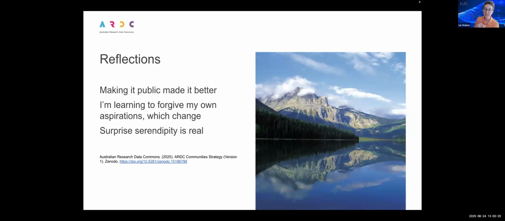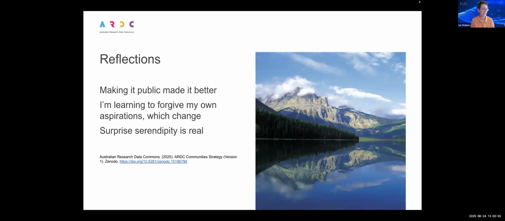Secondly, I'm learning to forgive my own assumptions and aspirations. Community work shifts shape. My own Carpentries advocacy, for example, has developed from doing direct hands-on training to program evaluation. Even our internal community of practice, which was once monthly, now meets quarterly. So change is not failure, it's adaptation.